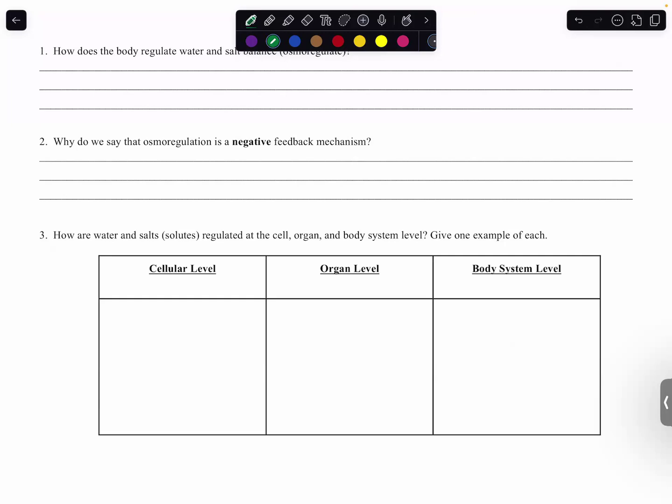So at the cellular level, if I need to maintain water balance, let's say in a yeast cell or an amoeba, in bacteria, what are they going to use in order to do that? Well, it has to be something that's controlling the amount of water that enters and exits the cell. And the only organelle that controls the movement of molecules into and out of the cell is the cell membrane. Okay.